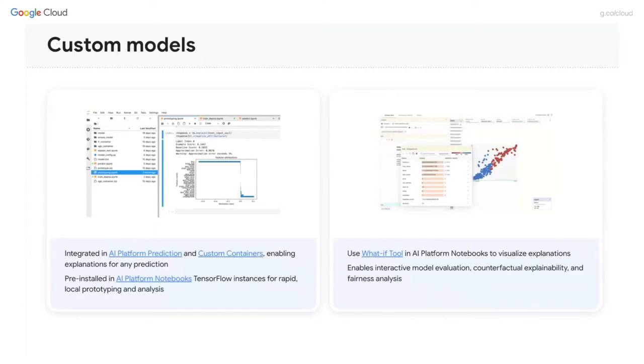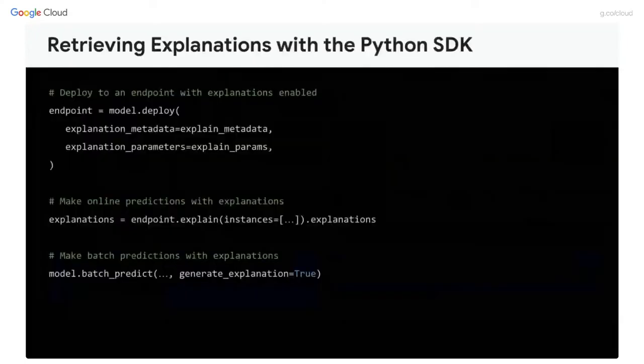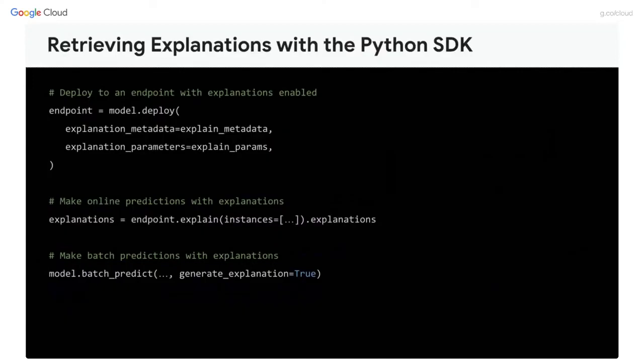I was showing you some capability built into AutoML, but if you're using custom models, within a notebook, you can import the Explainability SDK, and then you can get to the same information. You could also use the What-If tool to dive in a little deeper. So let's look at how you would use the SDK for that. When you deploy to an endpoint, you would pass in a couple more pieces of information, some explainability metadata and parameters. Both of these are described in a little more detail in the docs.